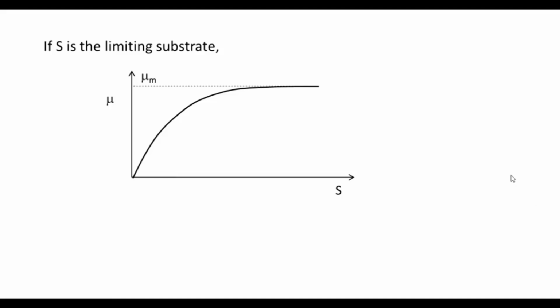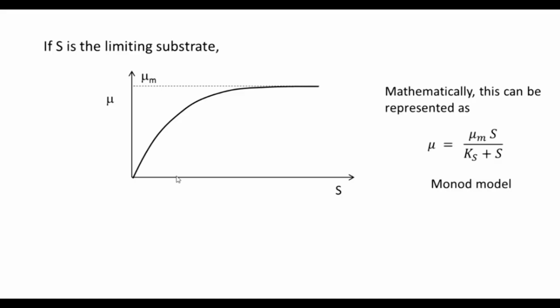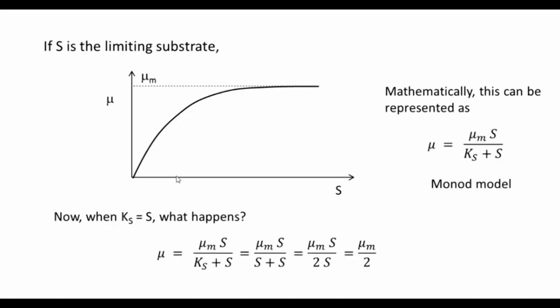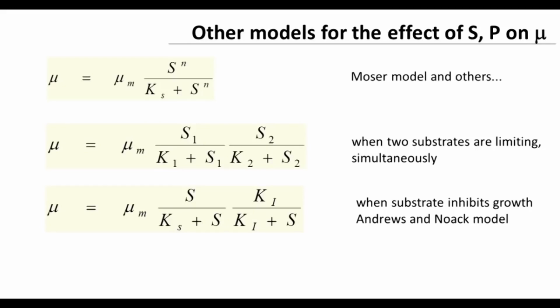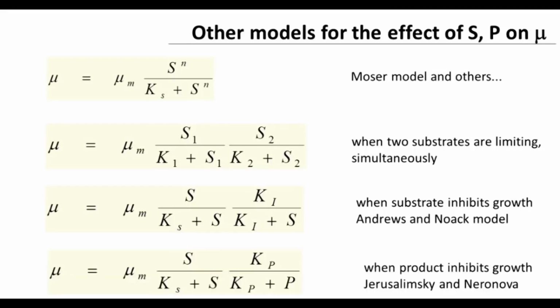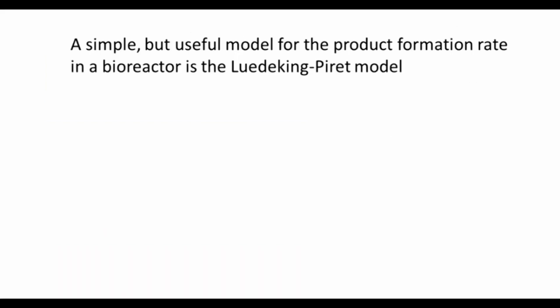If it is a limiting substrate which limits growth, then the variation of specific growth rate with the variation in concentration is given by the Monod model, and there is an interpretation for this Ks, which is the substrate concentration at half maximal growth rate. Then we said that there are other models for the effect of substrate and product concentration on mu. We saw a few of them: the Moser model, and the model when two substrates are simultaneously limiting; the Andrews and Noack model, which gives the effect of substrate inhibition; and the model by Jerusalimsky and Neronova, which gives the effect of product inhibition on growth.